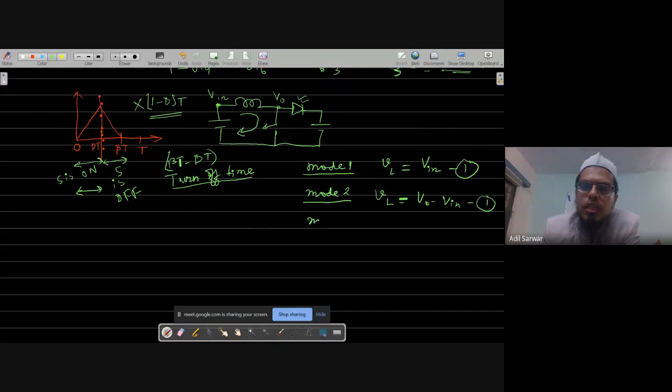And in mode 3, the inductor voltage is equal to 0 since no current is flowing through it. Okay. Let us now apply the volt second balance. Volt second balance on the inductor.